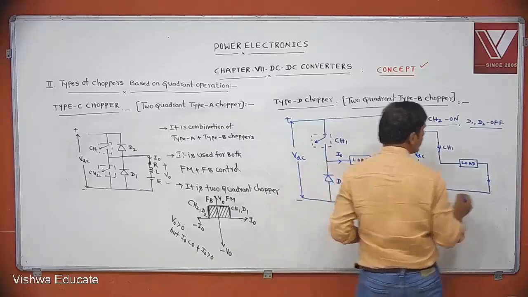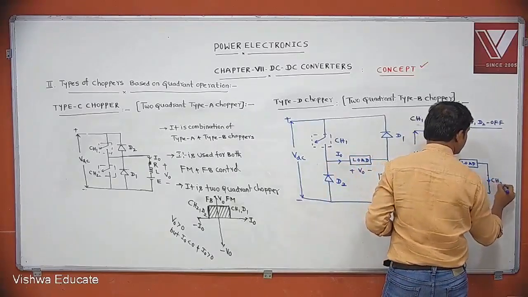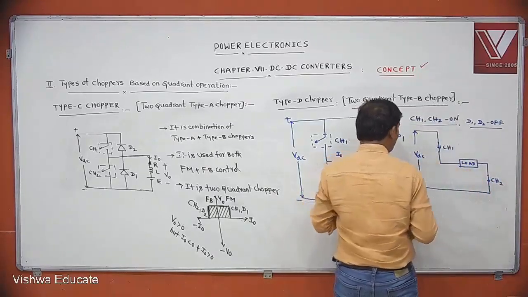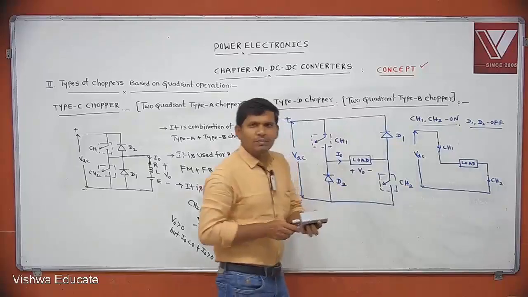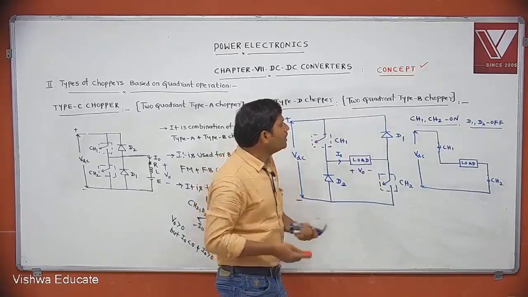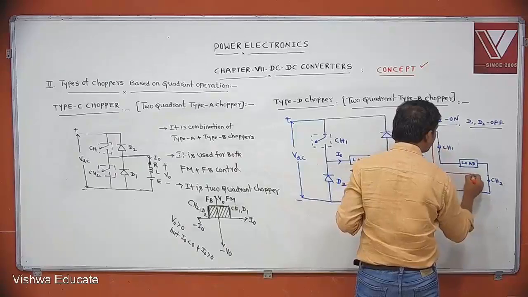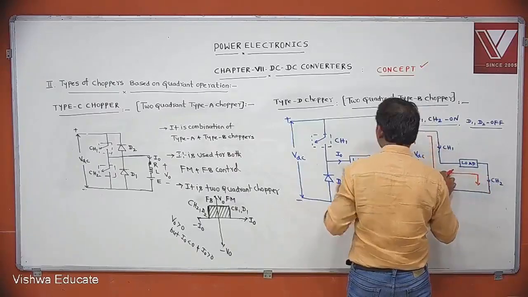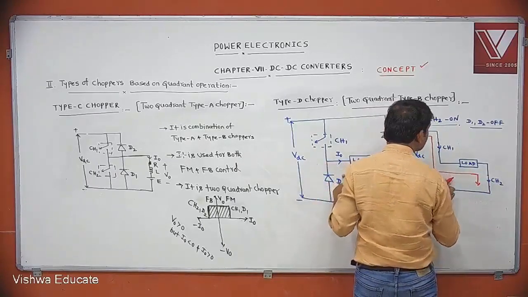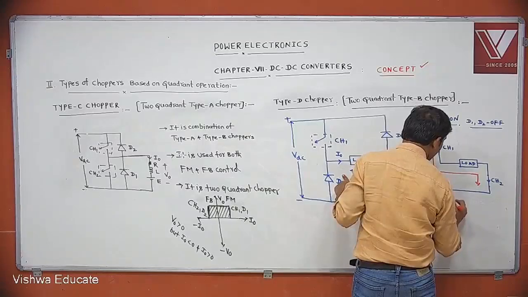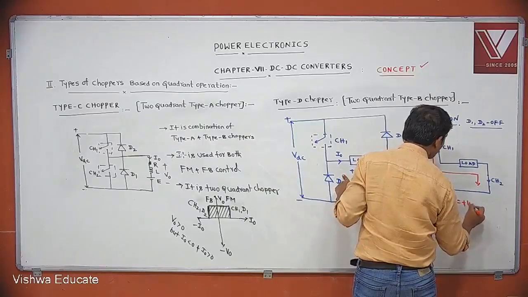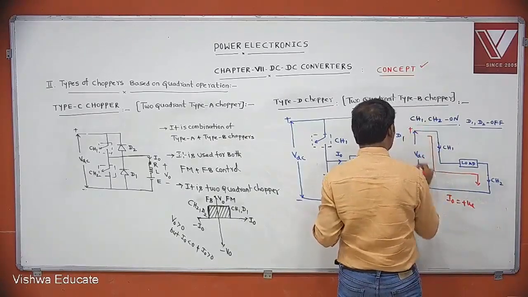Supply voltage is VDC. This is CH2. Then how will CH1 and CH2 supply the current to the load? CH1 and CH2 will supply the current to the load like this. This is the direction. Is it the same as the assumed direction or the opposite direction? Same as the assumed direction. What is I0? Positive.